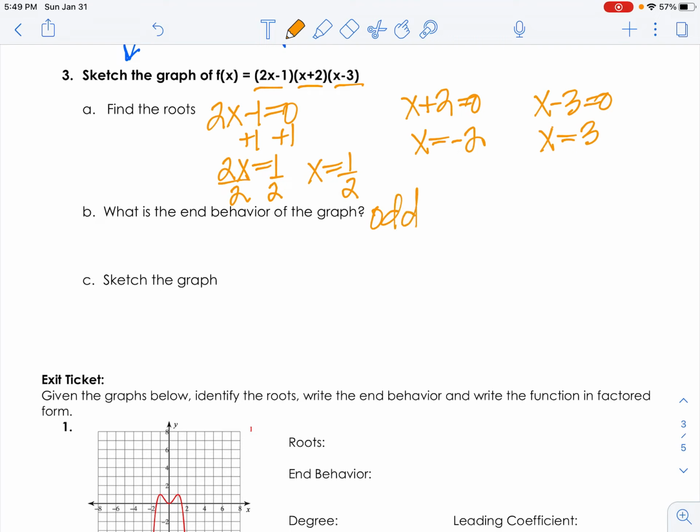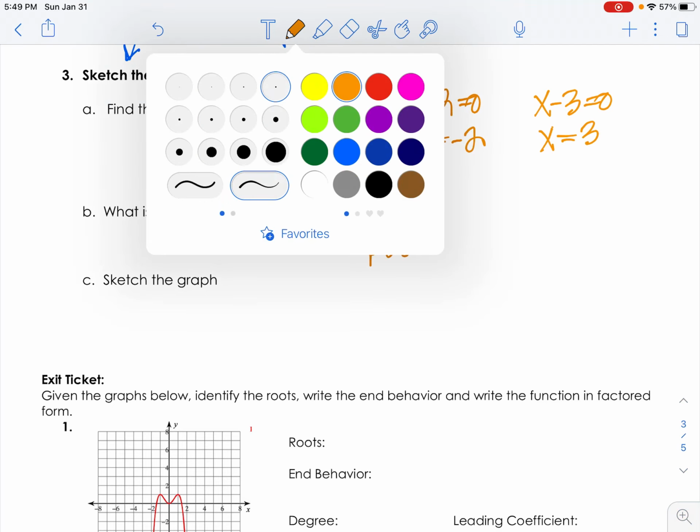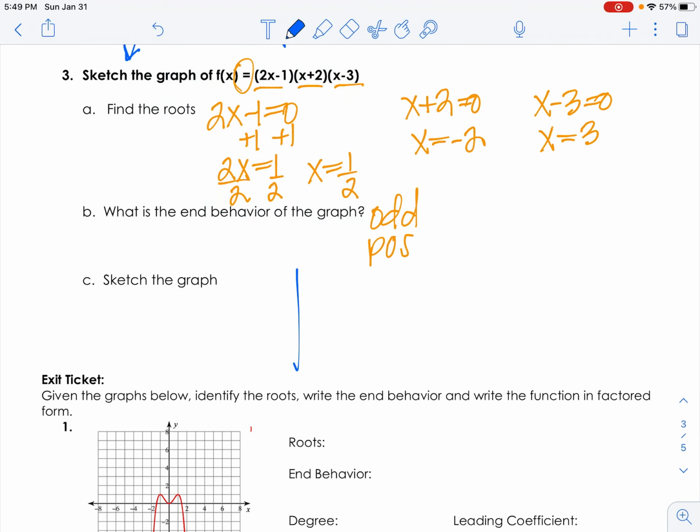Okay, the end behavior, this has 1, 2, 3 roots. So it's odd with a positive leading coefficient. There's no negative out in front. This means my graph has a point at -2, +3, and +1/2. Now, if it's odd and positive, they go in opposite directions, climbing, just like our last one. So it's going to start down, go through, and through, and end up.